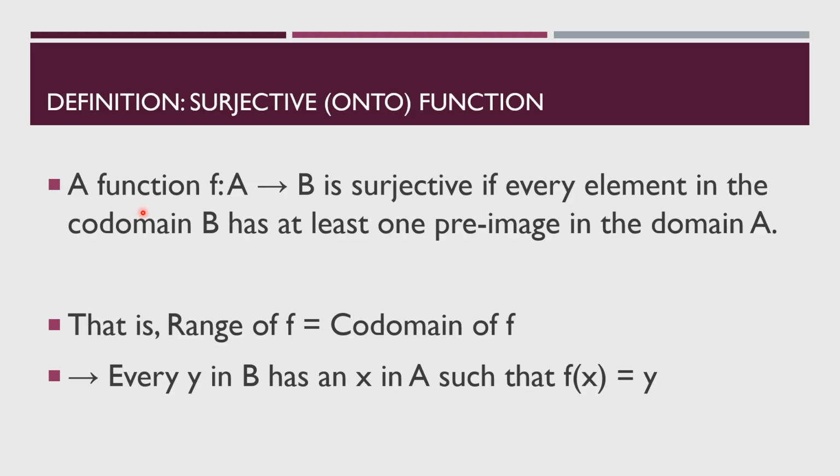So if it happens that the range of function f becomes the same as the codomain of function f, then it means that every y in B has an x in A such that f of x equals y. Anytime this situation happens, it means that the function is onto. What you can put in your mind is very simple: a function is said to be surjective or onto if the range of that particular function becomes the same as the codomain of that same function.